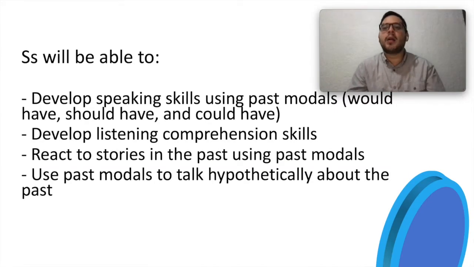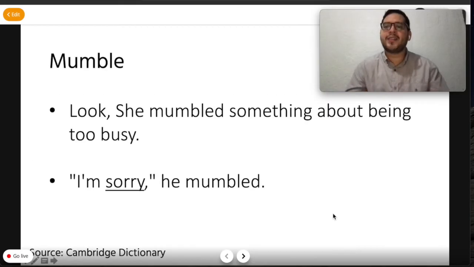Okay guys, these are our objectives for the class. Students will be able to develop speaking skills using the past models would have, should have, and could have. The second is develop listening comprehension skills. So we'll be listening to a story and we'll be reacting. The third objective is react to stories in the past using the models. And the last one is use past models to talk hypothetically about the past. Okay, let's start with the class.